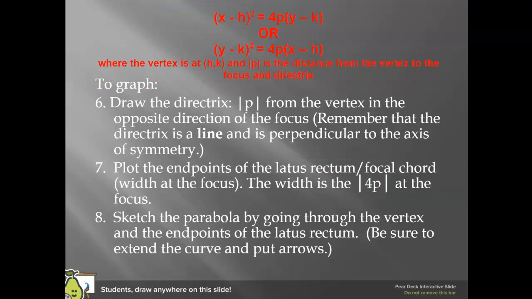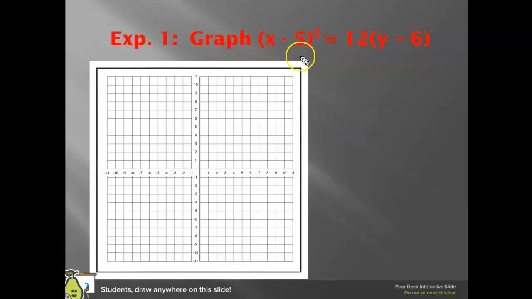So let's look at an example. Example number 1: (x minus 5) squared equals 12 times (y minus 6). We mentioned that the first thing we want to find is our vertex. I know it's the opposite of the number with x, so that's going to be positive 5, and the opposite of the number with y, so that's going to be positive 6. That gives me my h, k. So I'm going to have a vertex at (5, 6).